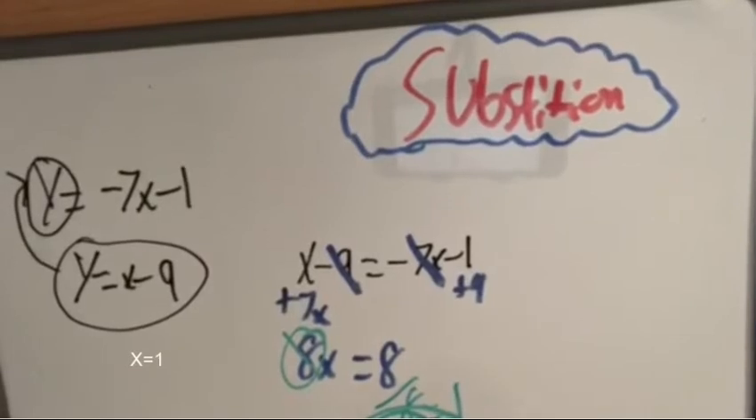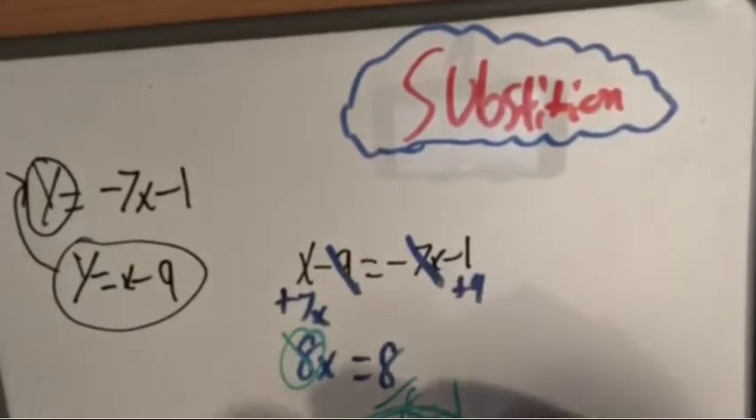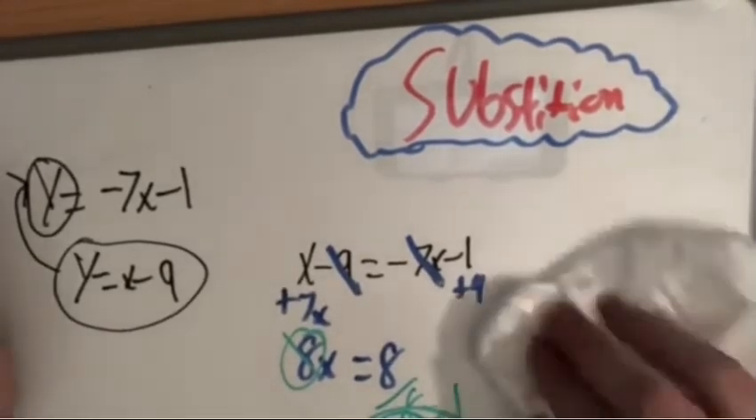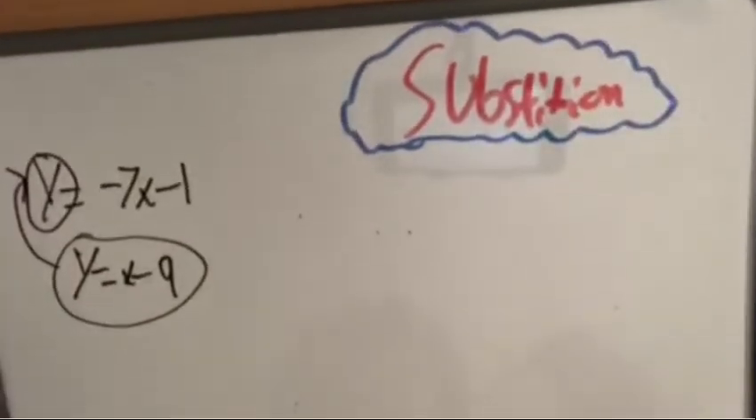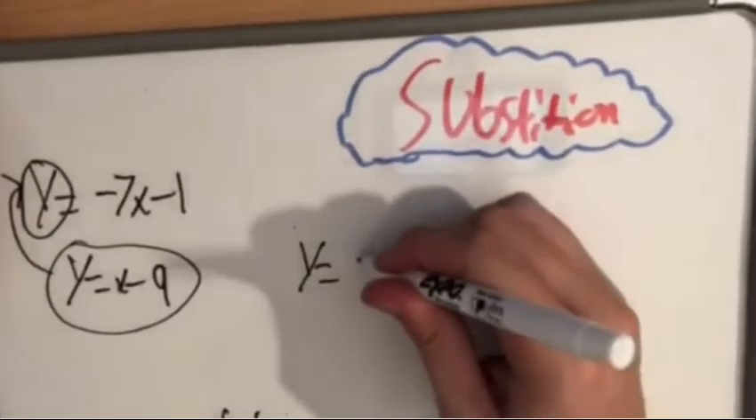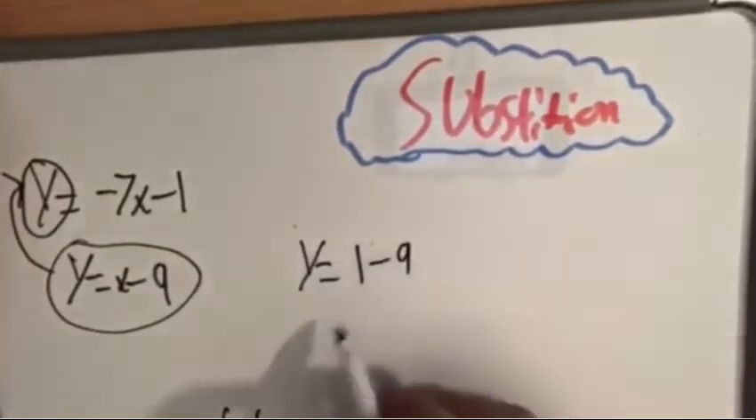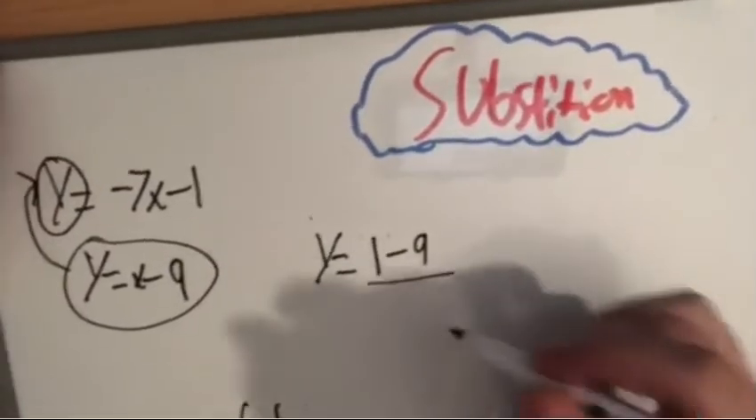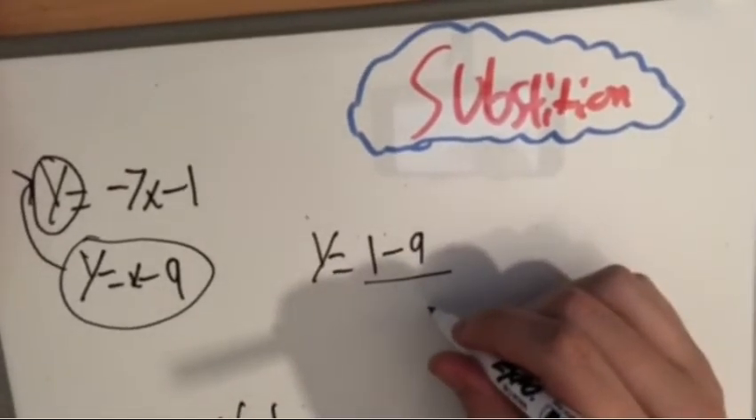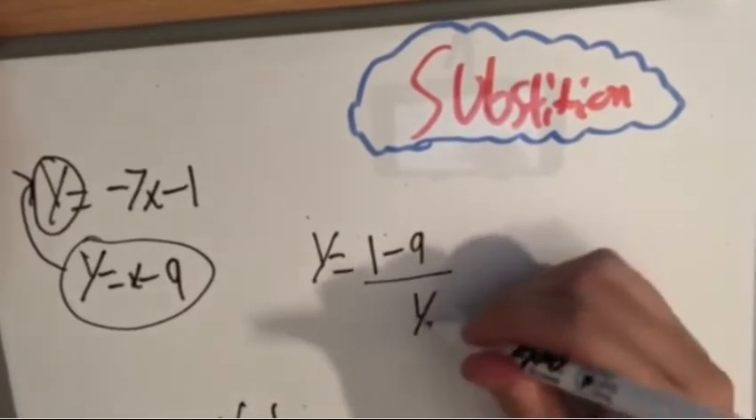There we go. So we have x, but we also need y, because we're not done yet. So we take this equation right here, and we plug it into an original. Now we know that x equals 1, so we're going to do y equals, and we know our x is 1, so y equals 1 minus 9. That's what we have, and 1 minus 9 is negative 8, so y equals negative 8.